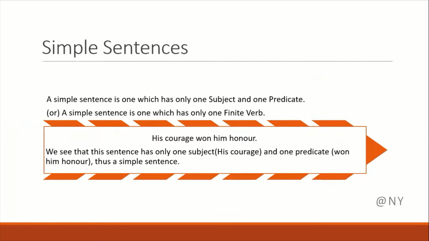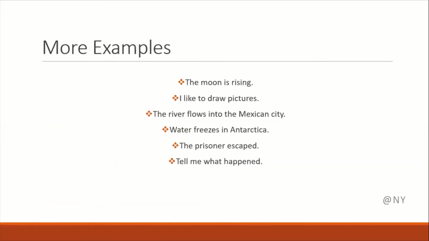A simple sentence is the one which has only one subject and one predicate, or we can say that a simple sentence is the one which has only one finite verb. For instance, in the first sentence, his courage won him honor, we see that it has only one subject, his courage, and one predicate that tells us something about the subject, that is, won him honor. Thus, it is a simple sentence.